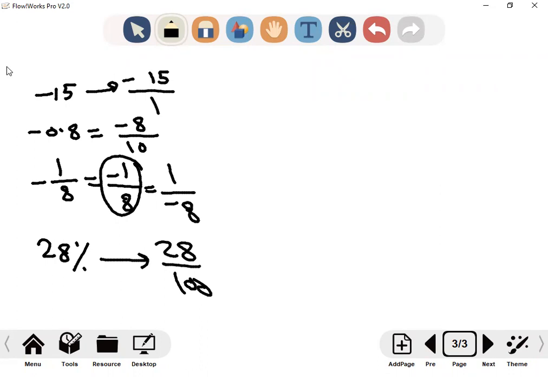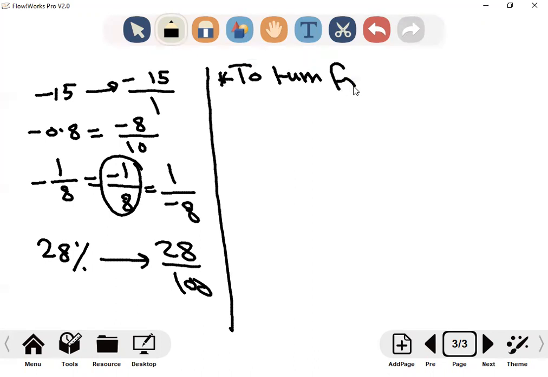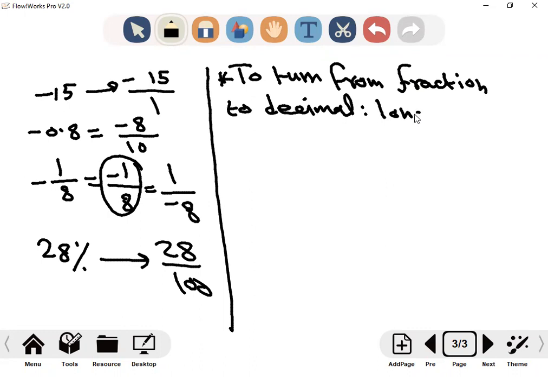So here, note, to turn from a fraction, when I say fraction I'm talking about rational, they are the same, right? To turn it from a fraction to decimal, use what? Long division.